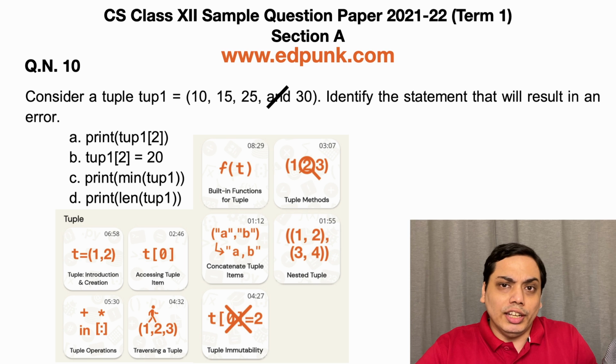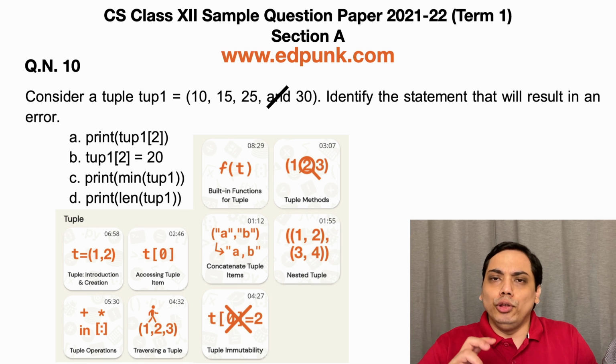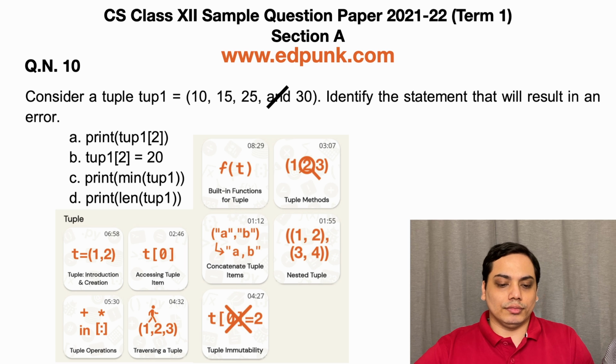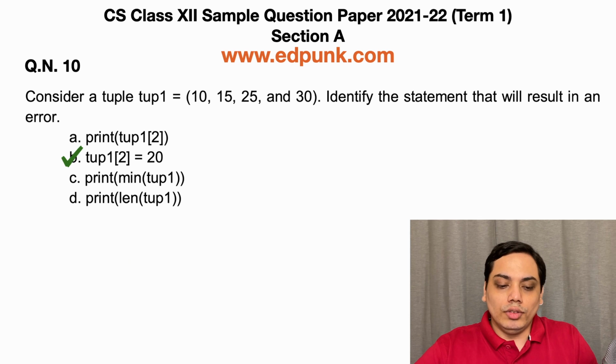Whereas in option C and D, we are trying to use the built-in functions min and len, which accept a tuple. These functions are valid functions and they will return the minimum value in the tuple and the length of the tuple respectively. And they will execute without any error. So the correct answer is option B, where we are trying to modify a tuple.